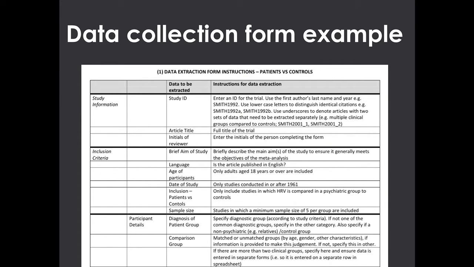Here's an example of a form that I've used in a previous meta-analysis. So here we covered study information, we gave each study an ID, we entered the title, the initials of the reviewer or who was actually completing the form, and we looked at the inclusion criteria, age of participants, sample size, diagnosis, comparison groups, all things that were relevant for the meta-analysis that we were doing.